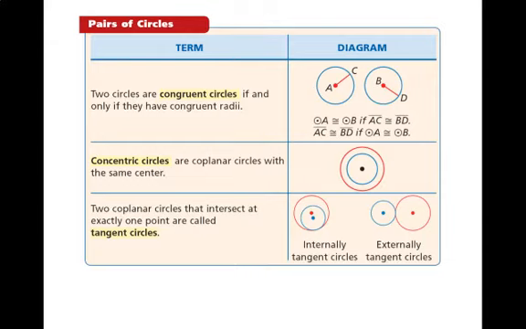Internally tangent circles, you have one circle within another circle. They are not concentric. Notice you have a red center and a blue center that are not the same thing. So internally tangent circles, even though one's inside the other, they are not concentric. Externally tangent circles means they are outside of each other, but they share a common point.